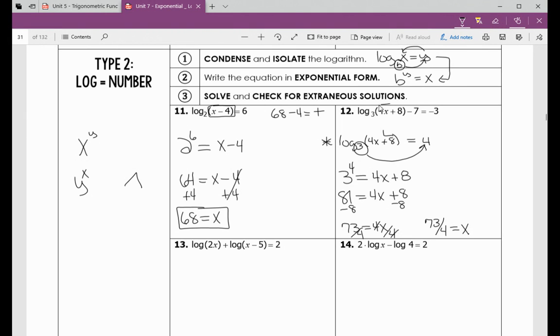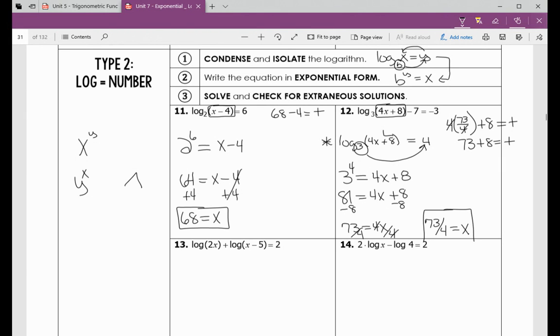Now, I have to make sure that when I plug 73 over 4 into that value, it stays positive. So 4 times 73 over 4 plus 8 should remain positive. Well, the 4's will cancel, and 73 plus 8 is a positive outcome, so I can keep that ugly fraction.